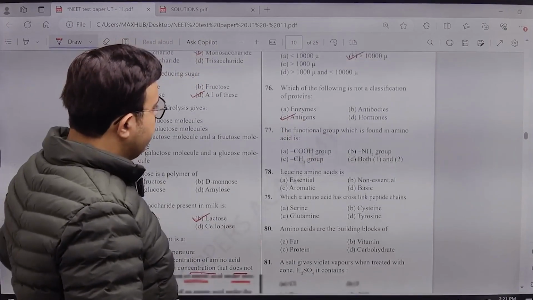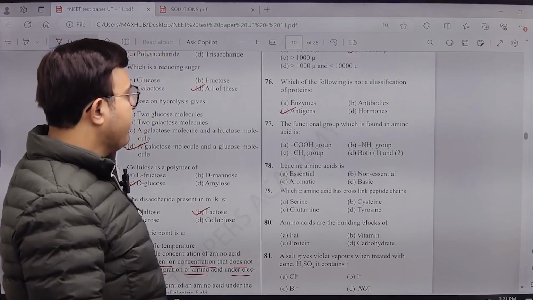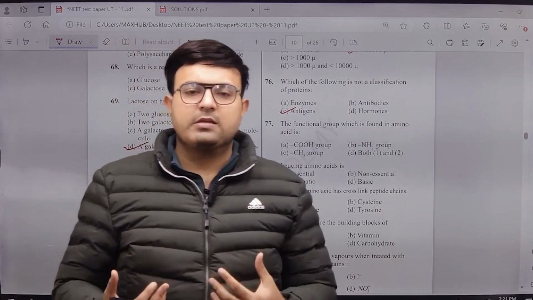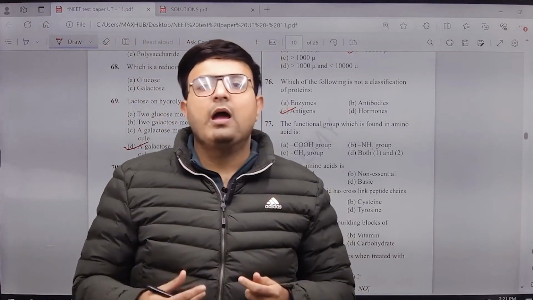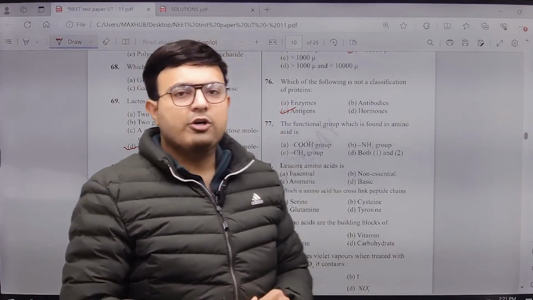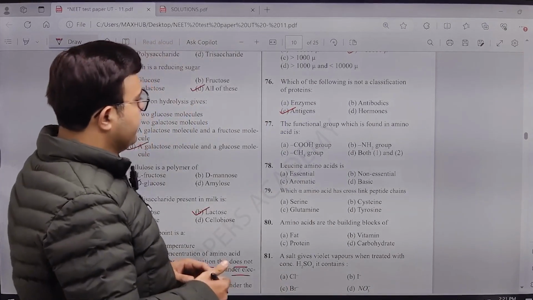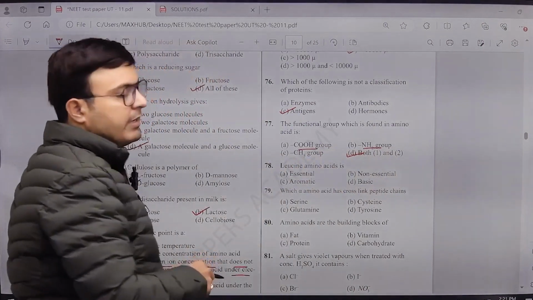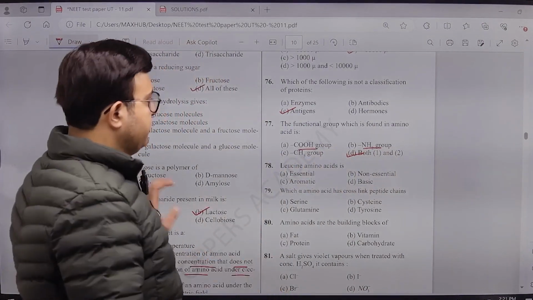Going to question number 77: the functional group found in amino acid is. As the name suggests, amino acid contains both amine and carboxylic acid functional groups. So both 1 and 2, carboxylic and NH2. The correct answer for this will be D.